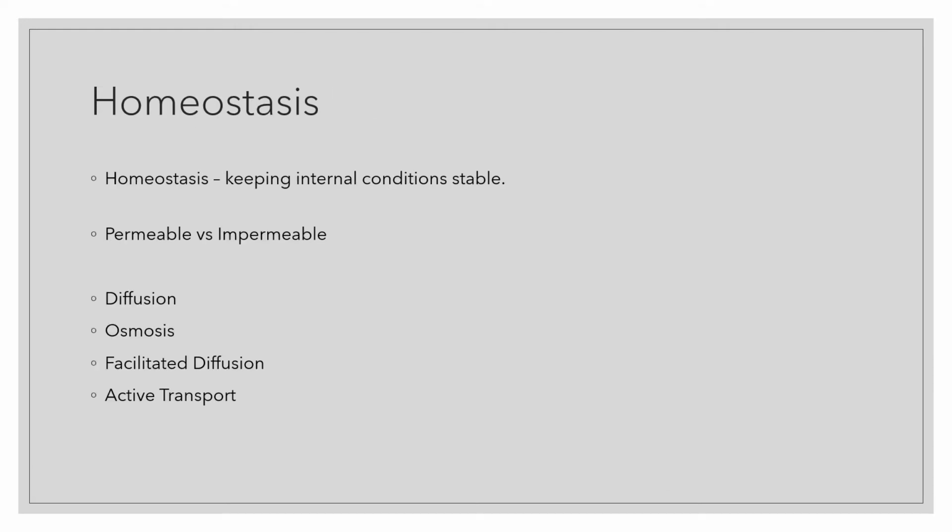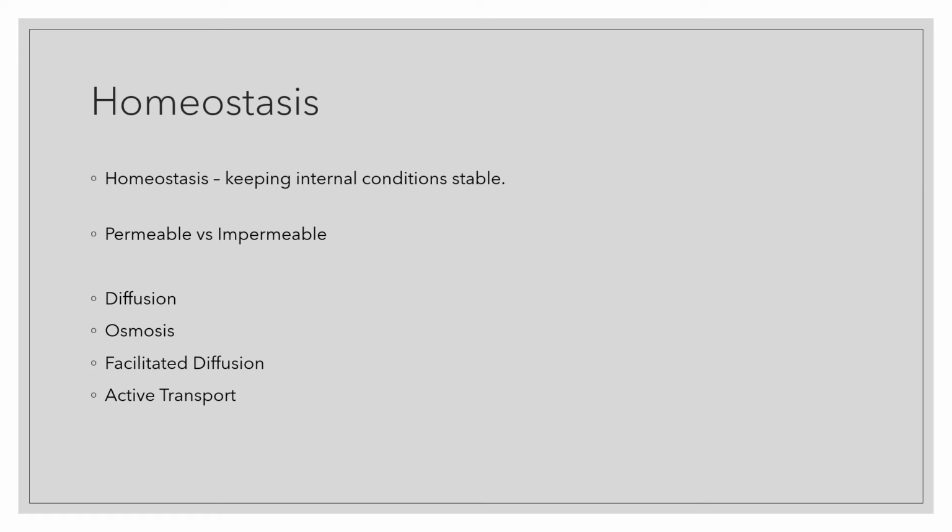Alright, so now we're going to talk about homeostasis. So homeostasis is basically keeping internal conditions stable. So this could be something like body temperature. Your body is able to maintain homeostasis by keeping your body temperature right around 98.6. Some people are happy at 97, some people are happy at 99, but there still reaches a point where your body does not function correctly.